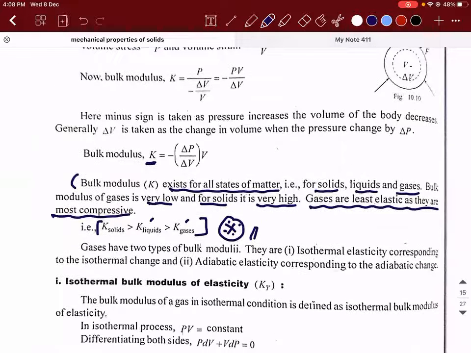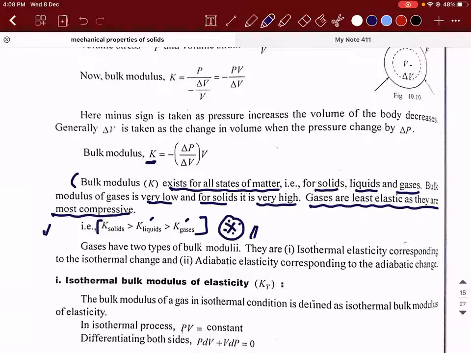Okay. See, remember this concept. We will be discussing this concept again in the last chapter, which is called waves. Okay. So I cannot explain the concept now because I need to explain what is isothermal and adiabatic process, and we need some mathematical expressions to be understood to support it. So as of now, I will just read it out, have it in your mind, but we will be discussing this in depth in the waves chapter. So gases have two types of bulk moduli. What are they? One is called isothermal elasticity corresponding to the isothermal change.